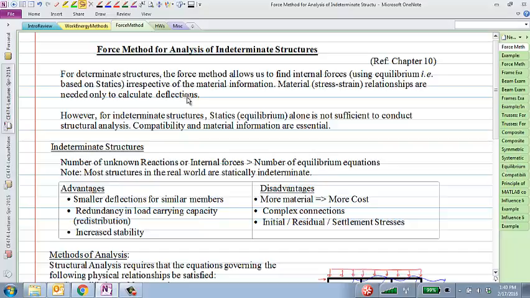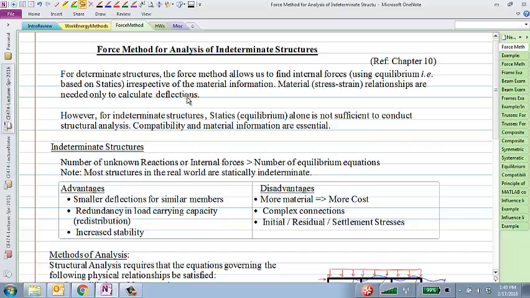So, for example, if I have a simple cantilever beam like this, and I apply a tip load, it's a determinate structure. You can find the bending moment diagram and shear force diagram, all the internal forces, and calculate deflections anywhere in the beam, right? It's all determinate, no trouble. The deflections, of course, depend upon the material properties of the beam.